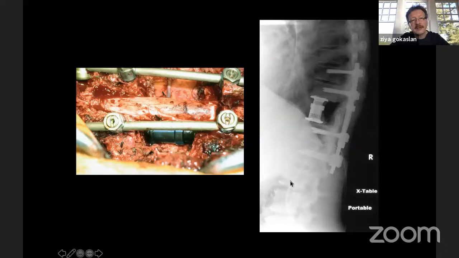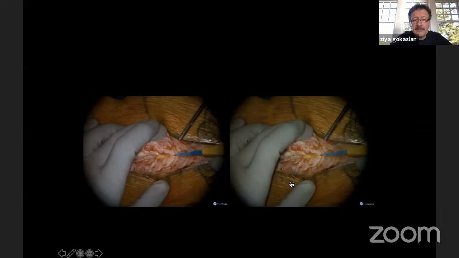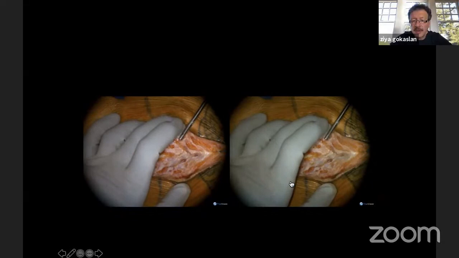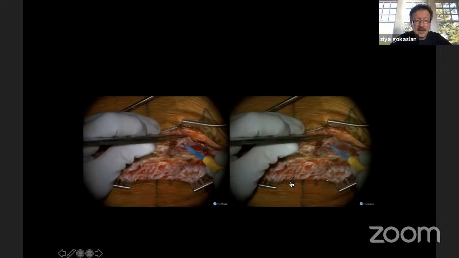Now, let me go to the case and show you. This is meant to be viewed with special glasses to get 3D appreciation, but you can still probably see the details of the surgical procedure.